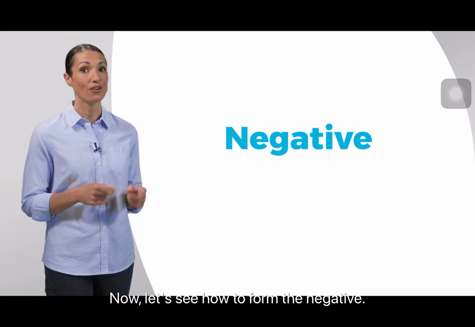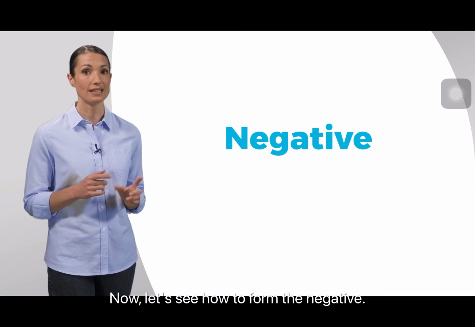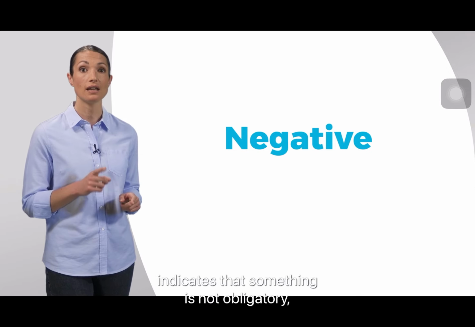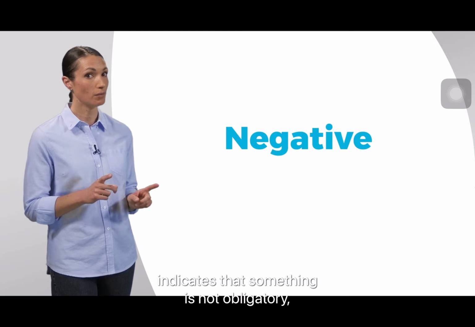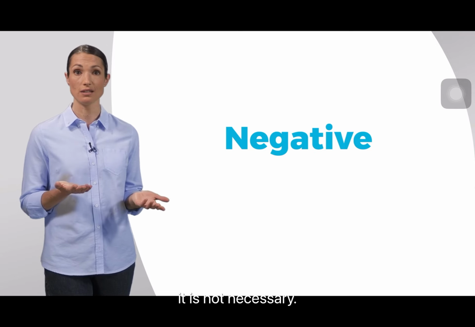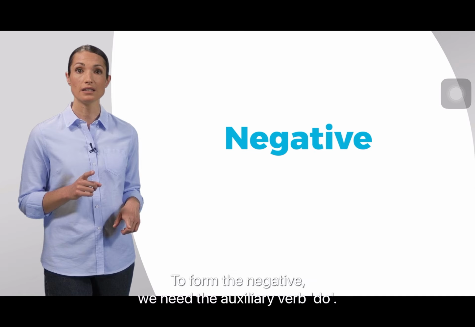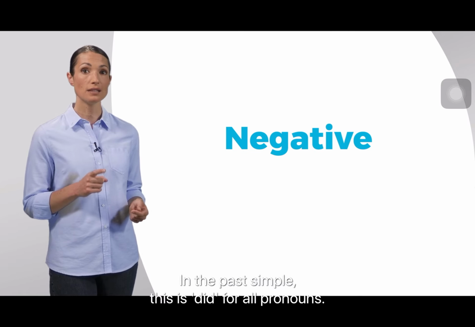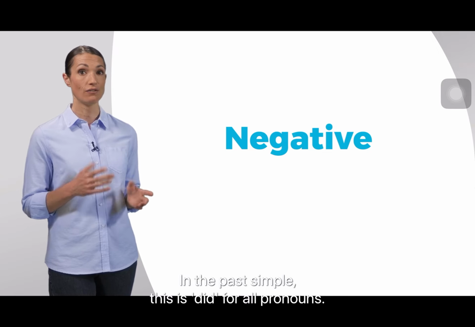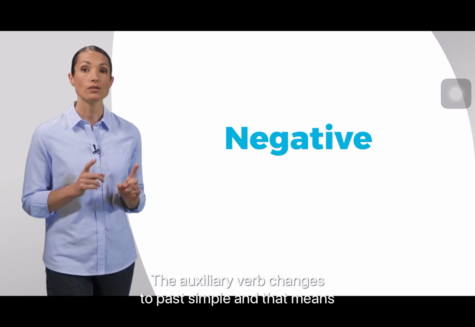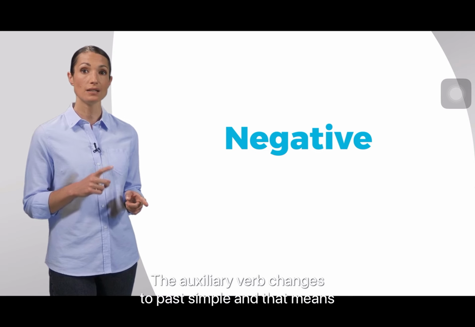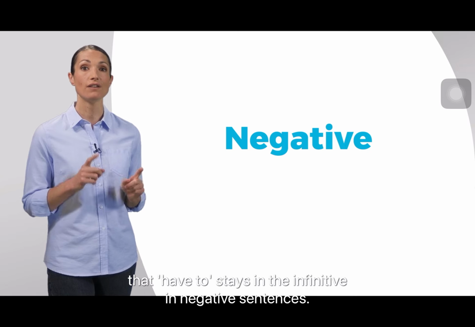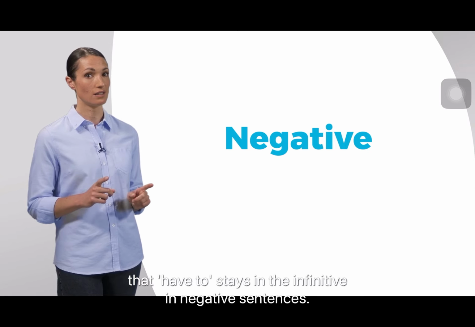Negative. Now, let's see how to form the negative. Remember that have to in the negative indicates that something is not obligatory. It is not necessary. To form the negative, we need the auxiliary verb do. In the past simple, this is did for all pronouns. The auxiliary verb changes to past simple, and that means that have to stays in the infinitive in negative sentences.